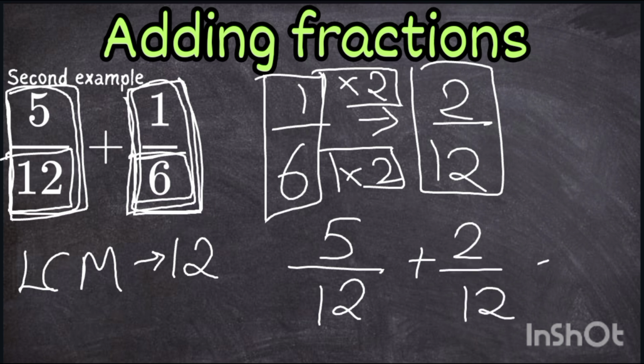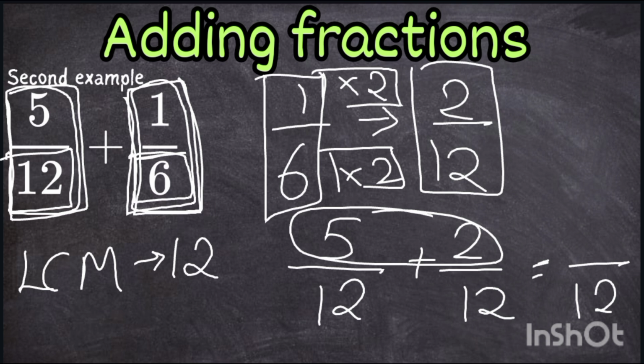Now let's just add them. We have the same denominator, so our denominator would be 12 only, and now we add the numerators. 5 plus 2 gives 7, and here we have 7/12. 7/12 is already in the simplest form.